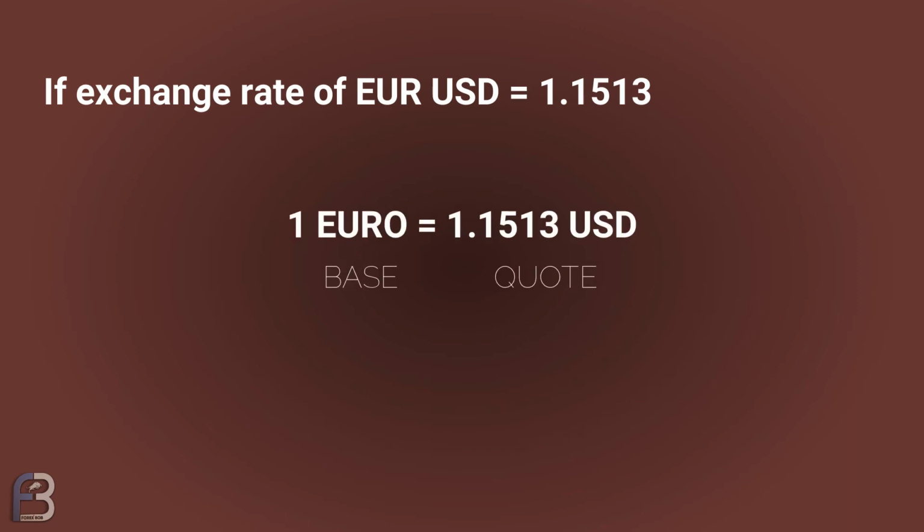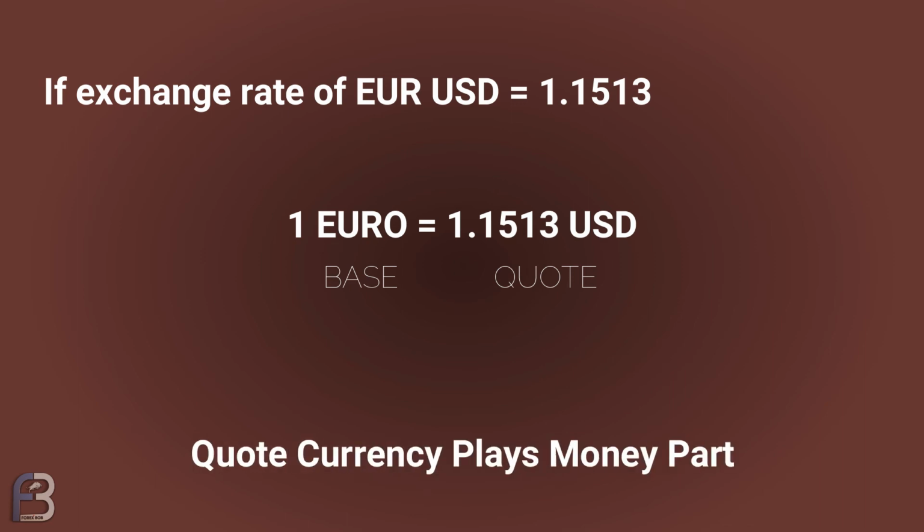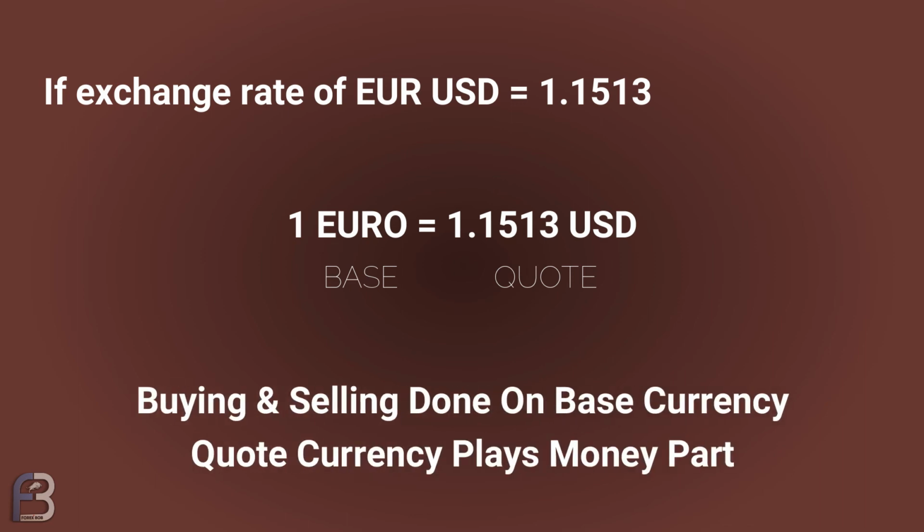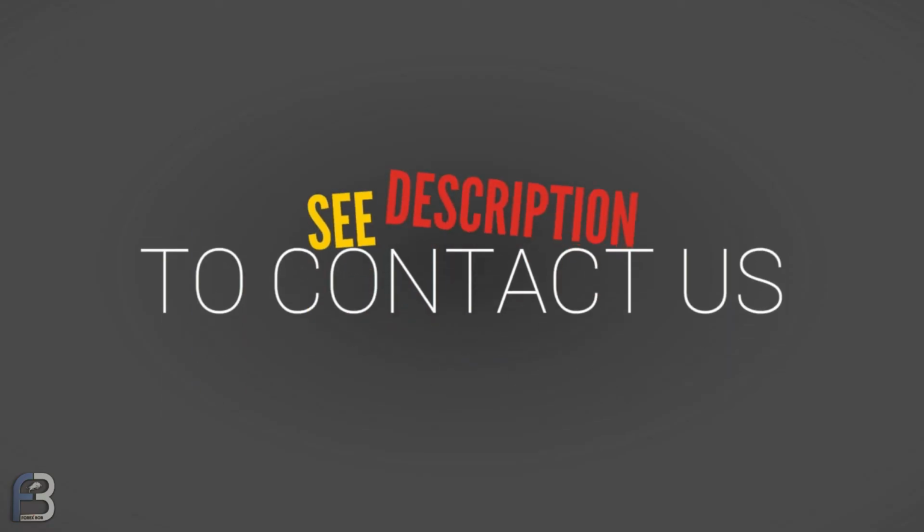This means, if the exchange rate of Euro-USD is 1.1513, that means 1 euro equals 1.1513 USD. So when any transaction takes place with this pair, we say we buy euro, or we sell euro, at a price in USD. That's why we say the quote currency plays the money part, and buying or selling happens with the base currency.